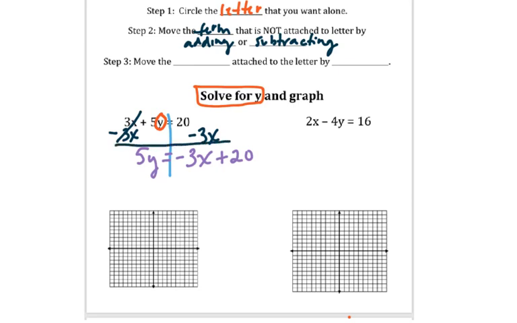Okay, so step 1, circle the letter. I circled that y. Step 2, move the term that's not attached. I subtract 3x to the other side. It's good to put the x first and then the constant in the back. You'll see why in just a second. So last step, move that, the word is called a coefficient. We're going to move the coefficient, that's the number that's attached to the variable, and in this case we're going to do that by dividing.